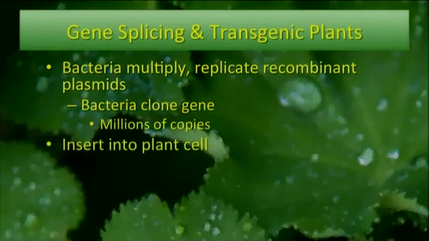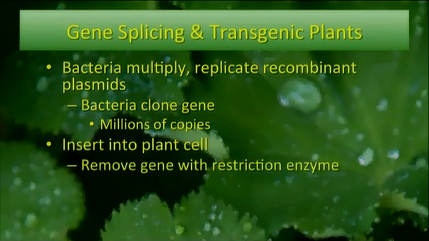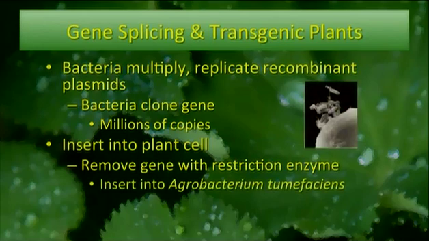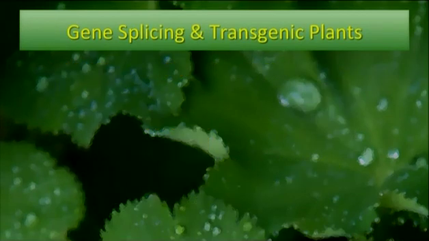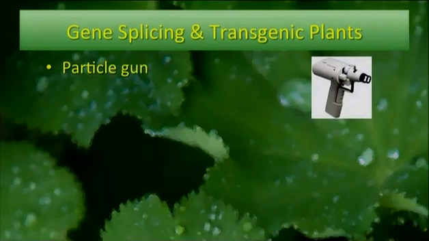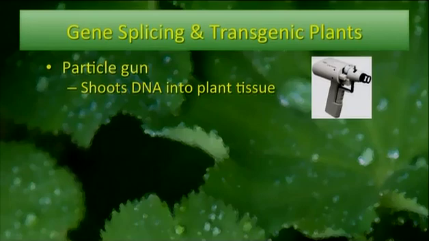And you can insert them into plant cells. Then we remove the gene with a restriction enzyme and insert it into Agrobacterium tumefaciens. This is another way you can make a transgenic plant. It's a bacterium that infects the plant and inserts DNA. So that's a couple of ways you could do it. You can also use a particle gun, which shoots DNA into plant tissue, and the pellets are coated with DNA.